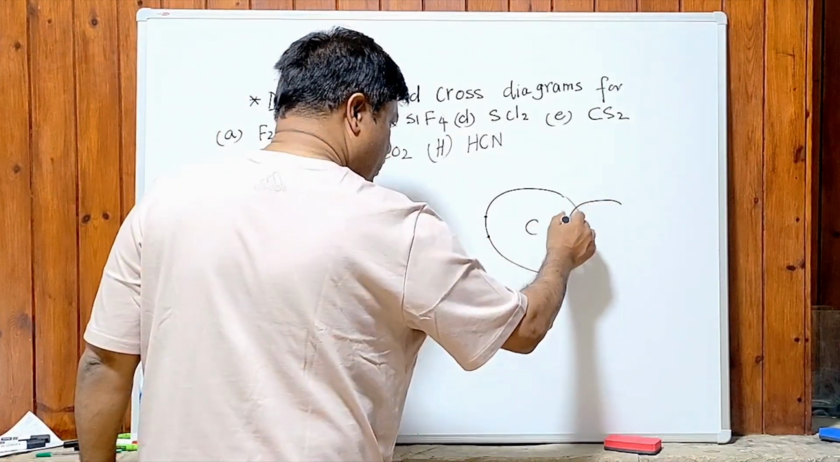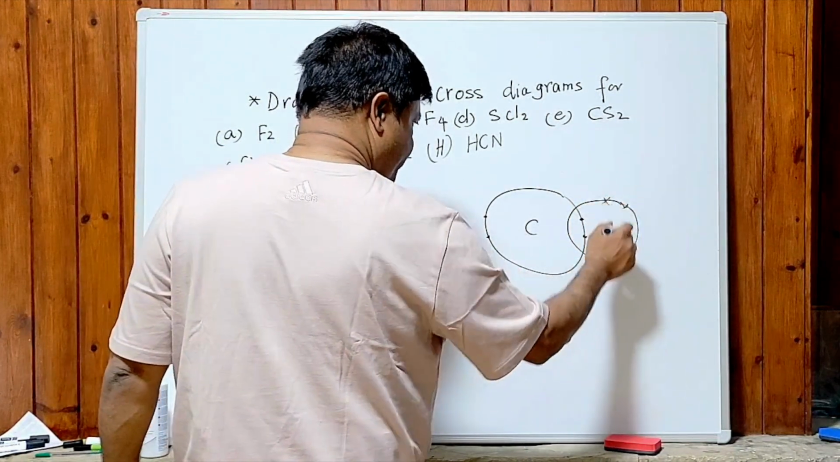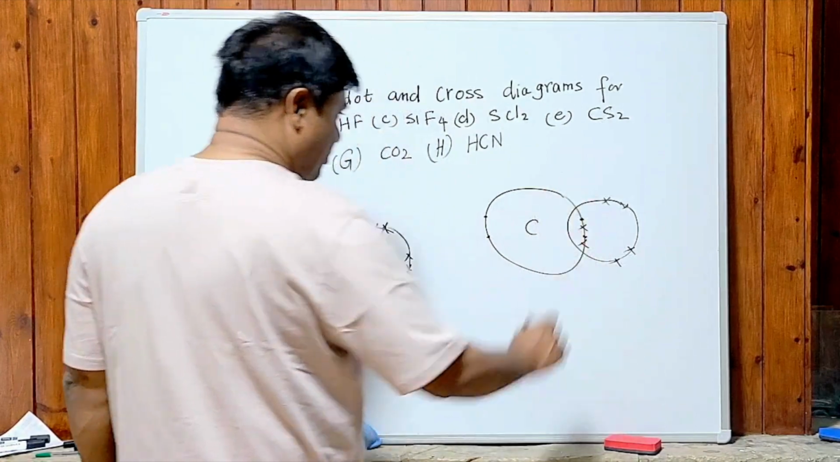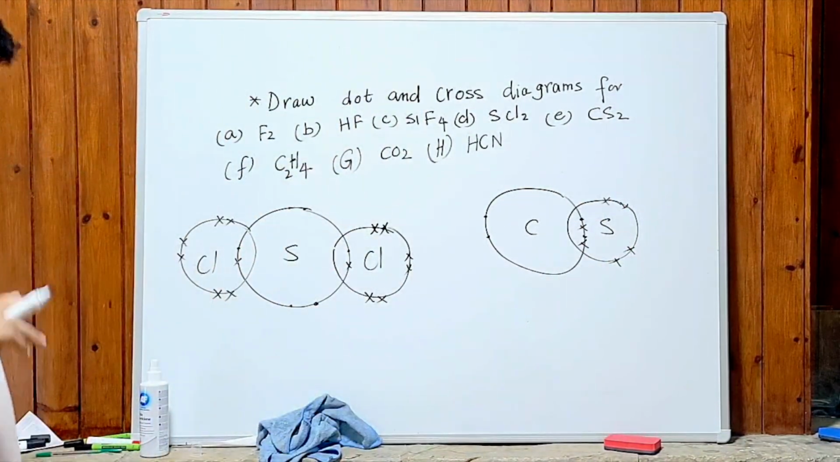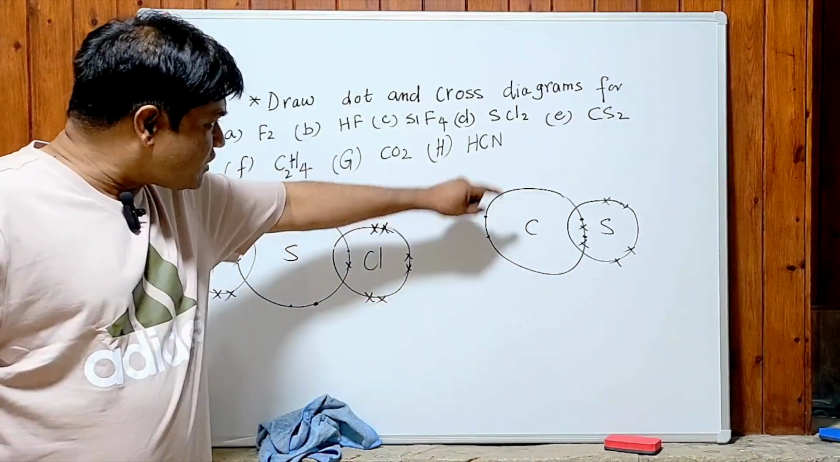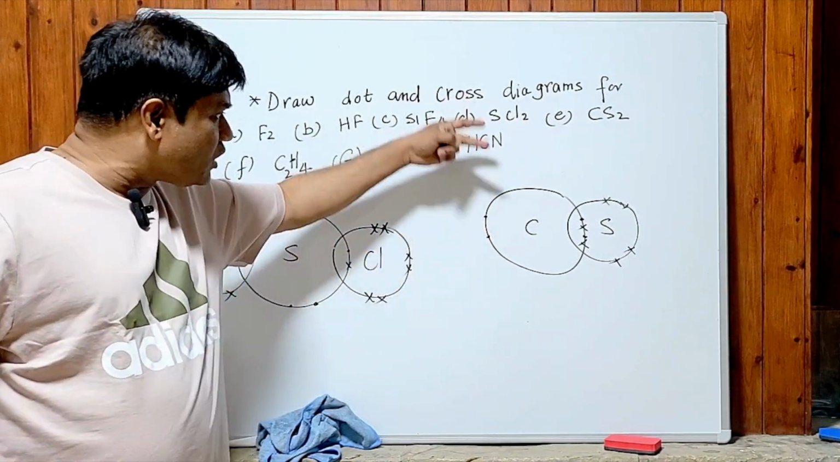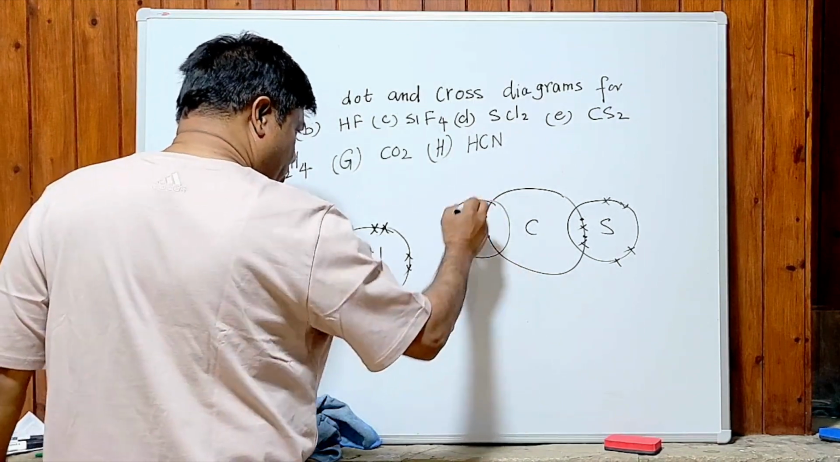Sulfur has how many? 6. 1, 2, 3, 4, 5, and 6. Double bond. Group 6 and group 4, there will always be one double bond. And this also, again, sulfur needs 2 electrons. 2 electrons shared by carbon and 2 electrons shared by sulfur. So there will be one more double bond. Here is a double bond.